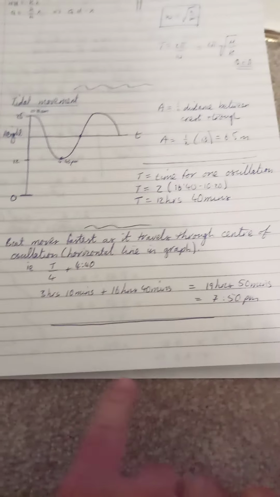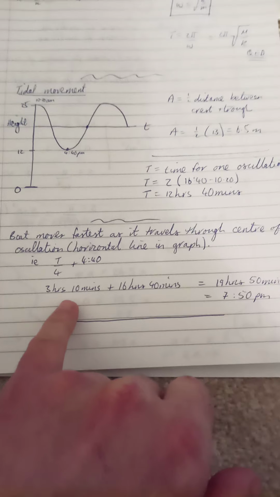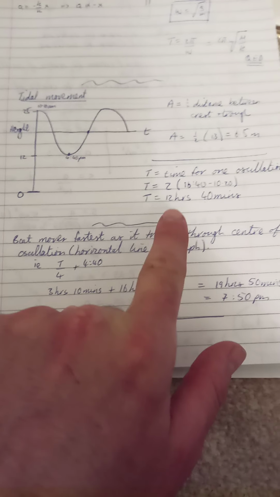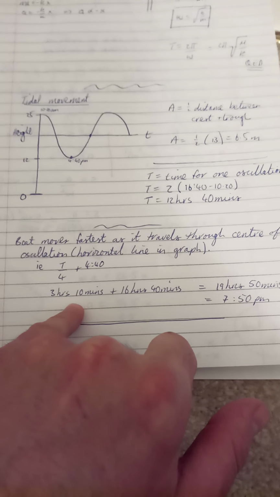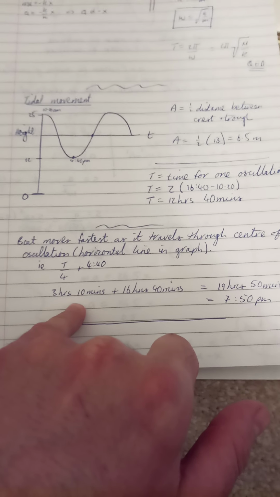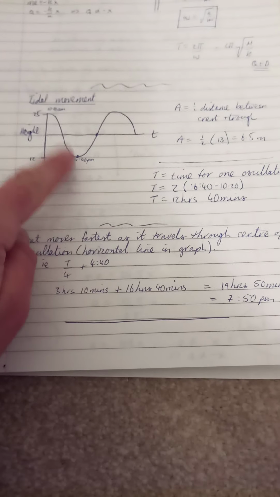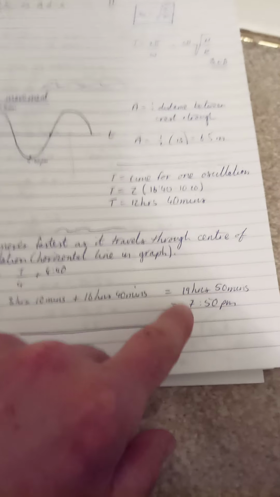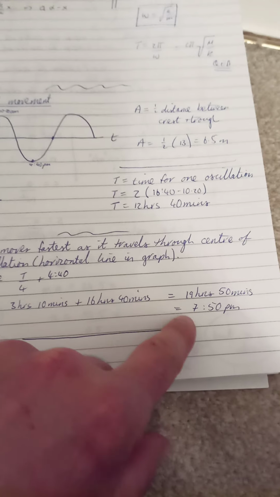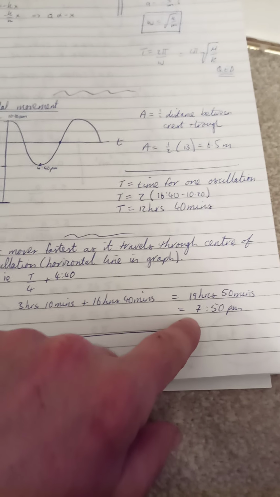So we know a quarter of the period is that time there. Look, it's a quarter of that value, 3 hours and 10 minutes. And it's how long after low tide. So it's 3 hours 10 minutes after that time, which I've converted to a 24-hour clock. Gives me 19 hours and 50 minutes or 7:50 p.m.